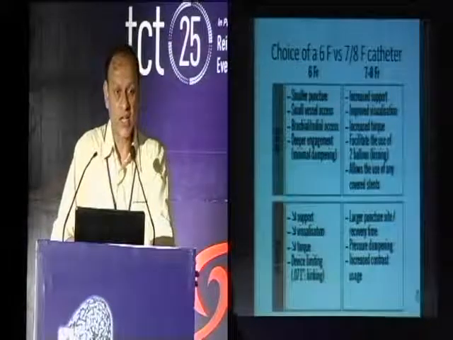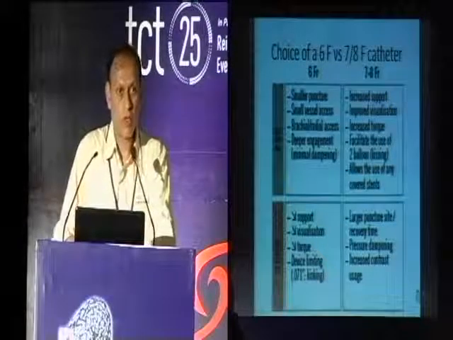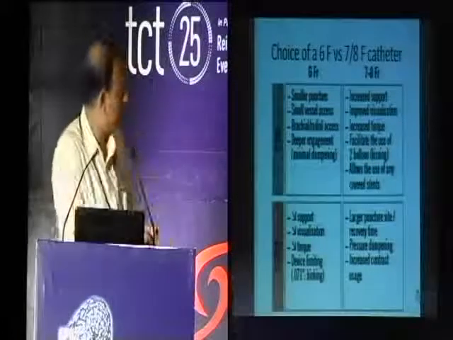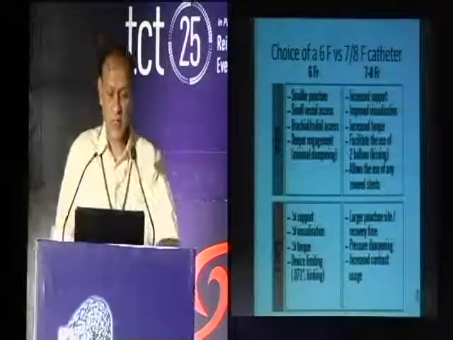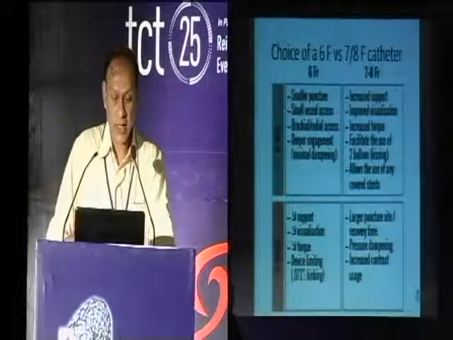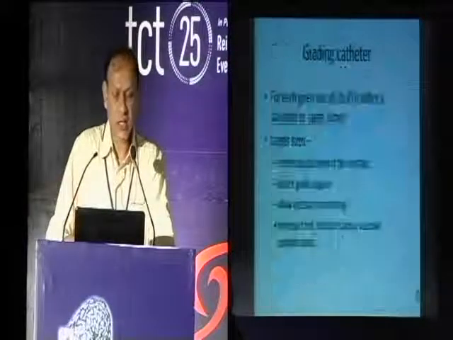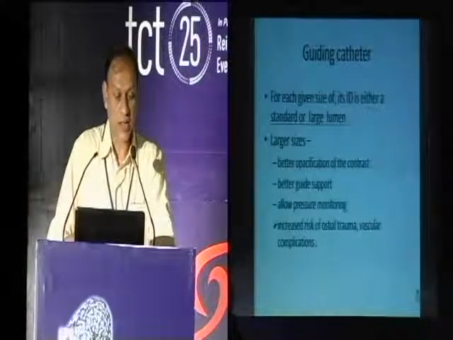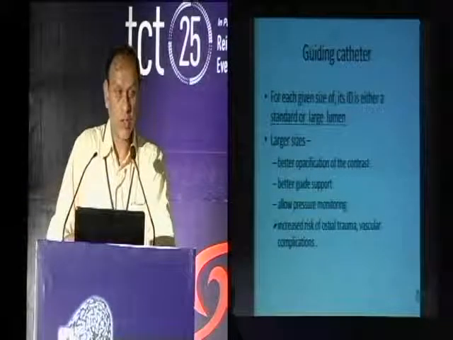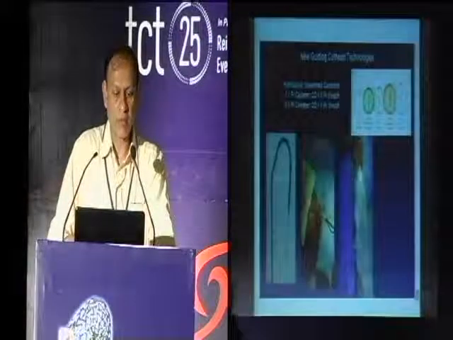A 6 French catheter definitely has got an advantage of a smaller puncture, less bleeding, but most often when you're doing a complex procedure needing a lot of support, one should prefer to use a 7 French or an 8 French guiding catheter. It allows you to use some of the covered stents in case you have a perforation in a CTO, and definitely it's very important for the Rotablator and double kissing balloon techniques. A larger guiding catheter will give a better opacification, better guide support, and also carries a risk of ostial trauma and vascular complications.